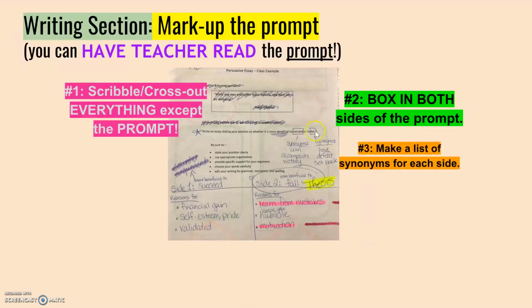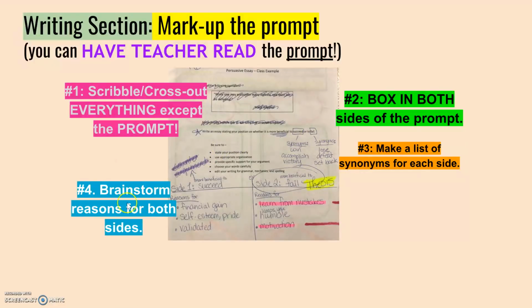Number 3, with those 2 words in the prompt, you're going to come up with some synonyms. And I've told you all before, I feel the majority of good writing is word choice. And word choice is synonyms. Finding words that mean the same thing so you're not repeating. For example here, succeed, succeed, succeed, all throughout your essay. You need to find some synonyms. So that's what I did here.